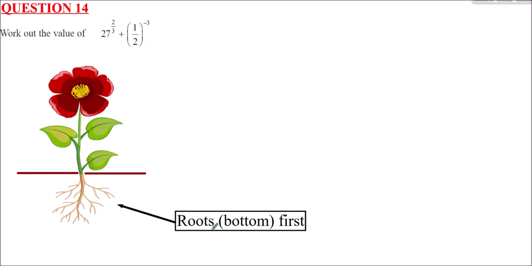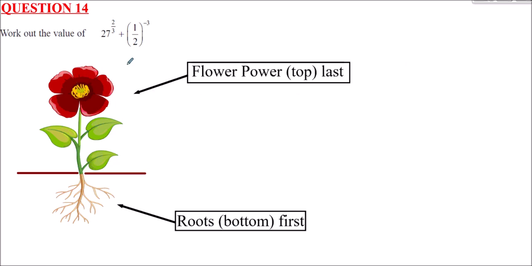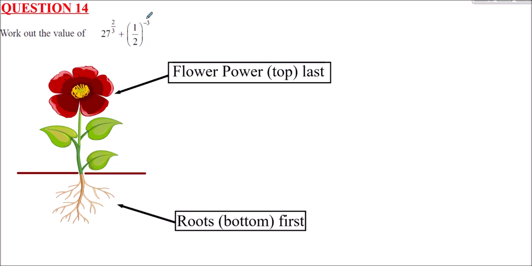So that's to say that we do the bottom bit of the fractional power first, and that is the root. So the bottom number is the root, and we do that first. After the root grows the flower. Flower rhymes with power, and that comes after the roots. So the top number is the power, and we do that last, after doing the root. So I'm going to think of this as 2 separate steps.